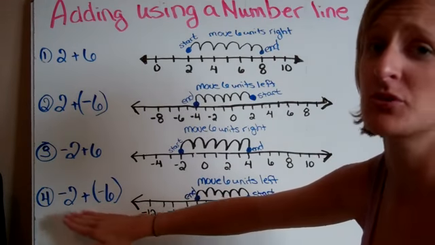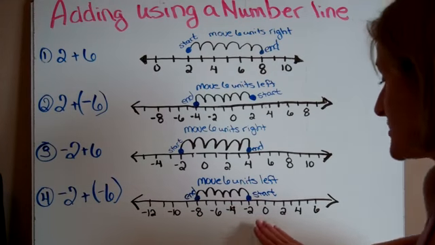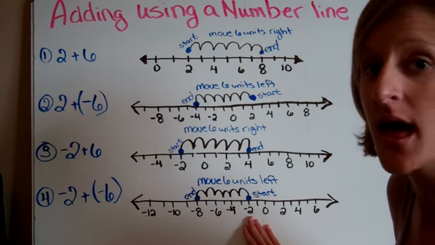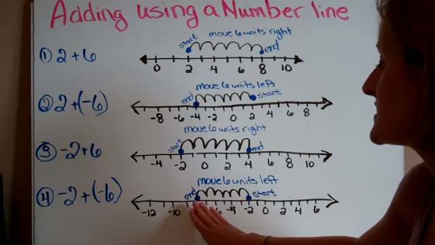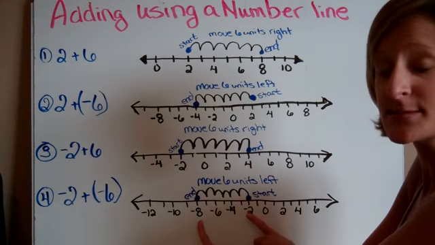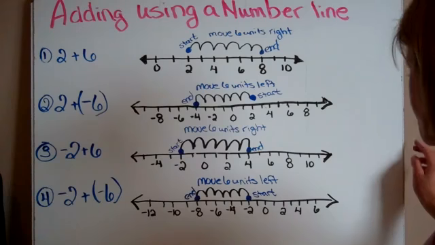This last one, both numbers are negative. I've got a negative 2 and a negative 6 added together. I start at negative 2, and since it's a negative 6, I go left. So I'm going to go 1, 2, 3, 4, 5, 6, and I end at negative 8 because that is 6 places from negative 2 in the negative direction.